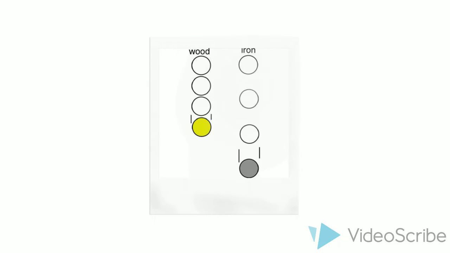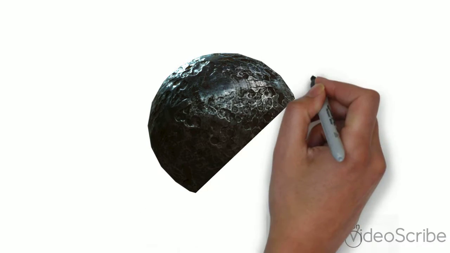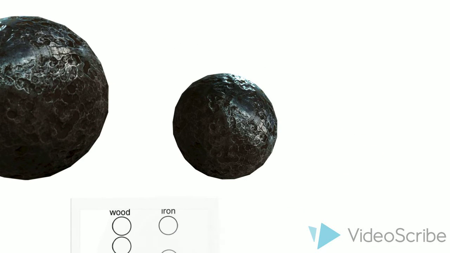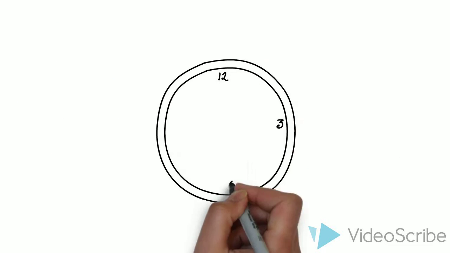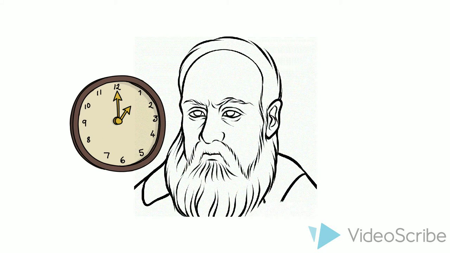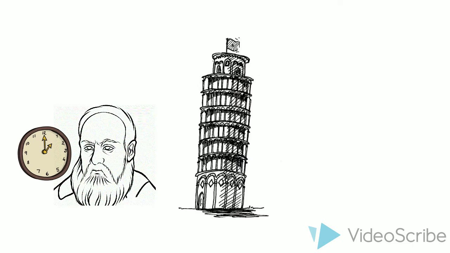According to Aristotle's theory, if a 10-pound ball and a 1-pound ball were dropped from the same height, the 10-pound ball would hit the ground 10 times faster than the other. Aristotle's theory went unquestioned for over 1,000 years until 1586, when a philosopher by the name of Galileo performed his famous Leaning Tower of Pisa experiment.